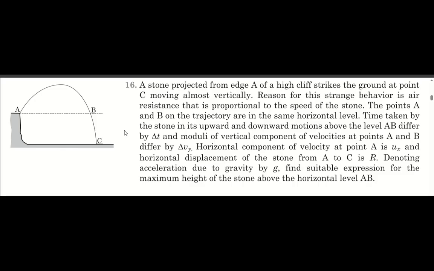Time taken by the stone in its upward and downward motions above the level AB differ by delta t, and moduli of vertical components of velocities at point A and B differ by delta Vy. Horizontal component of velocity at point A is ux, and the horizontal displacement of the stone from A to C is r, denoting acceleration due to gravity by g. Find suitable expression for the maximum height of the stone above the horizontal level AB.